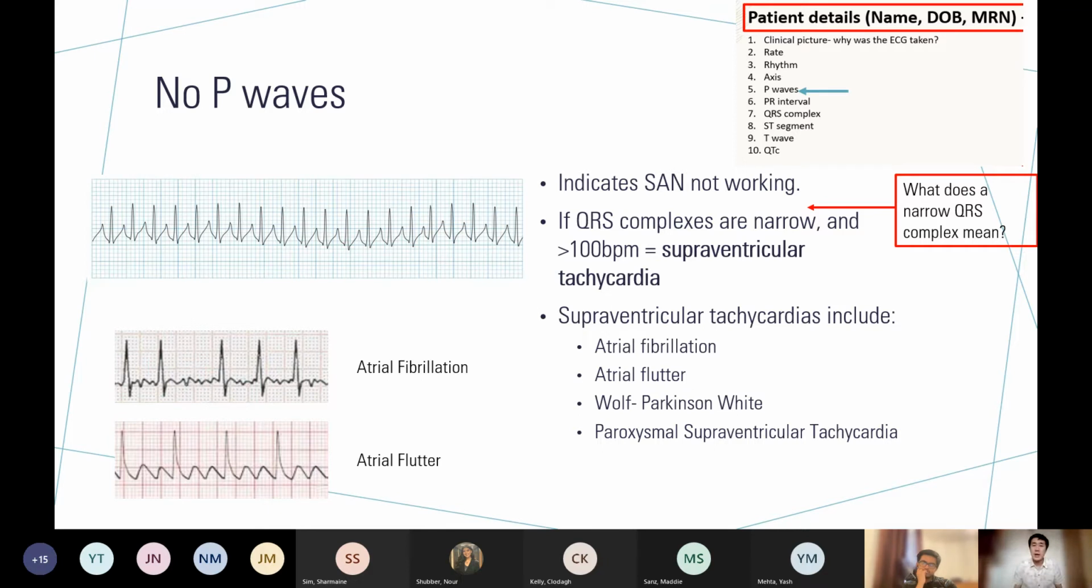Okay. What does the narrow QRS complex actually mean in terms of depolarization of the heart? Why does a narrow QRS complex tell me that it's a supraventricular tachycardia?